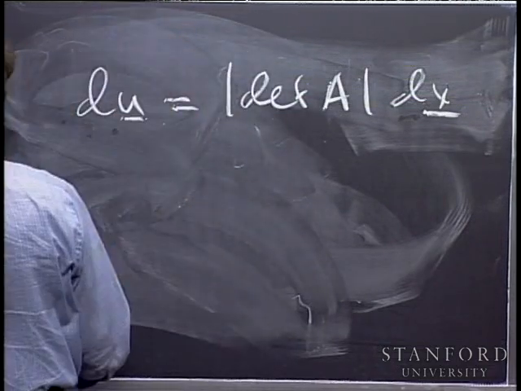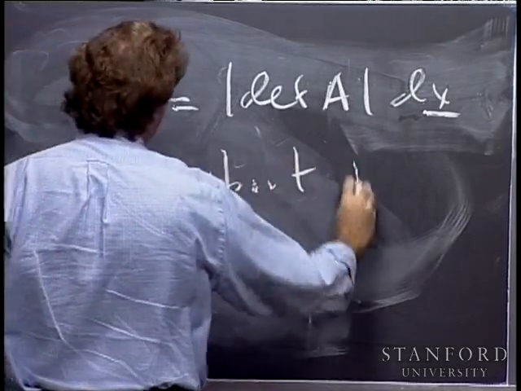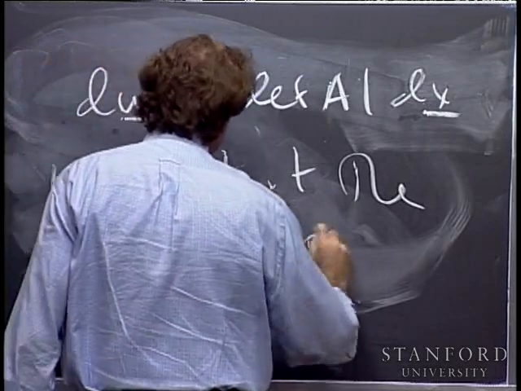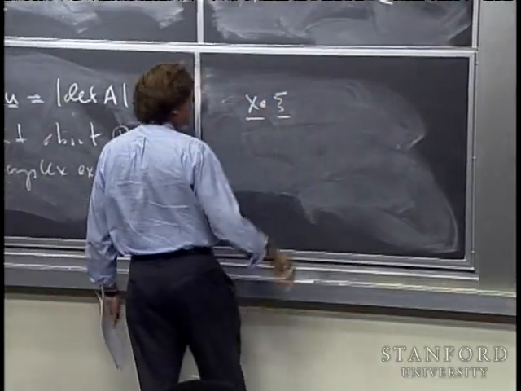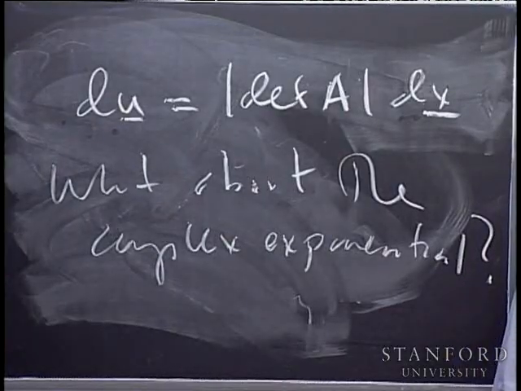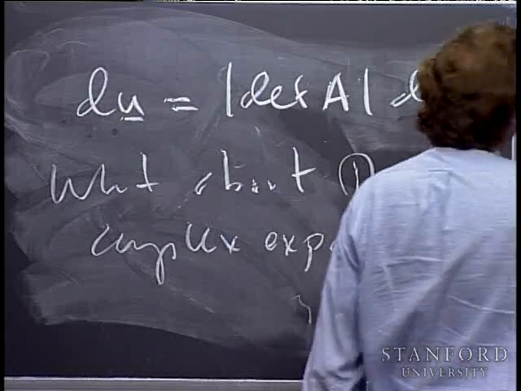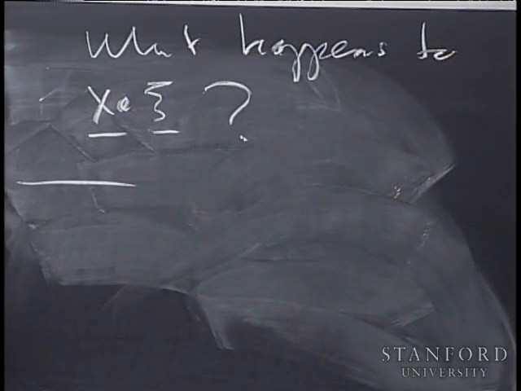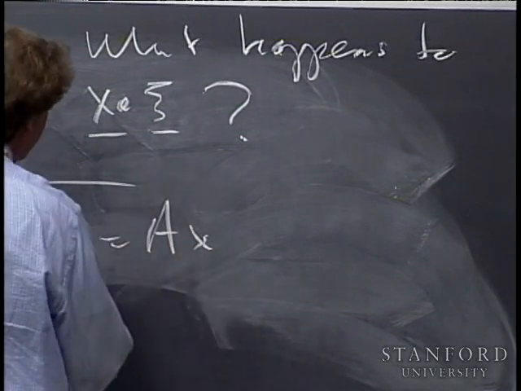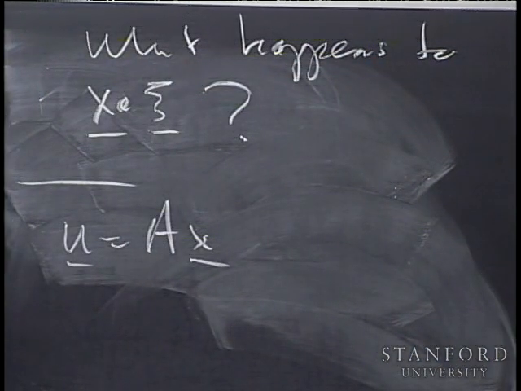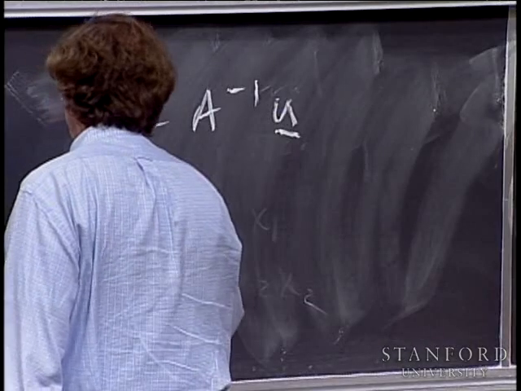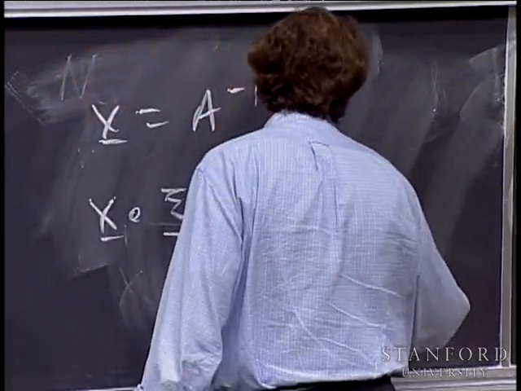If I want to make a change of variables, what happens to the exponential? What about a complex exponential? So I have x dot c. That's the thing that I'm worried about there. What happens to x dot c? Well, again, I'm assuming the matrix is non-singular, the determinant of A is different from zero. So if u is equal to Ax, then x is equal to A inverse u. I want to express everything in terms of u, the variable that I've changed to. Then I have to look at x dot c, which is A inverse u dot c.